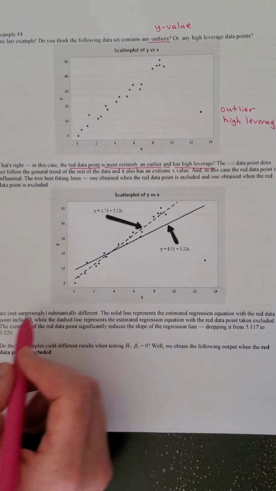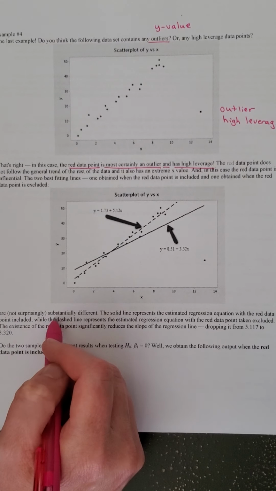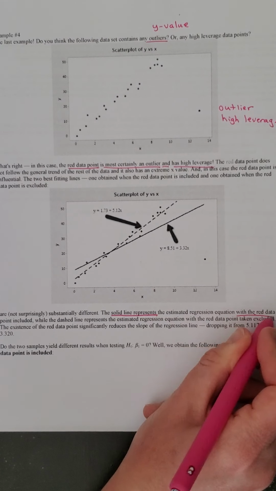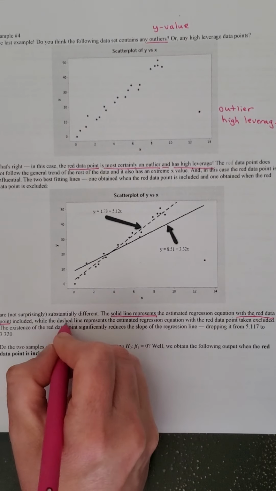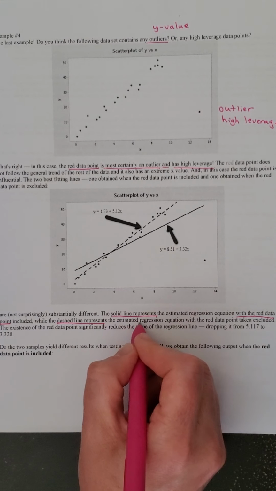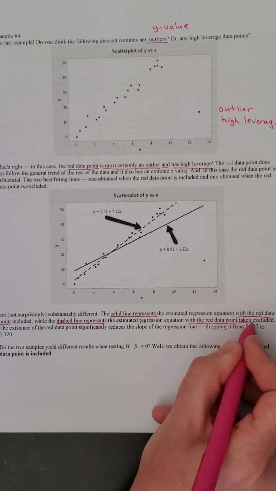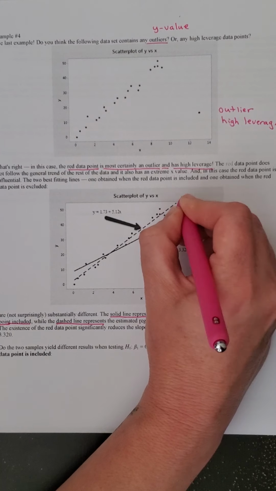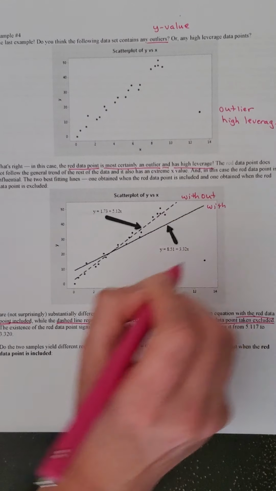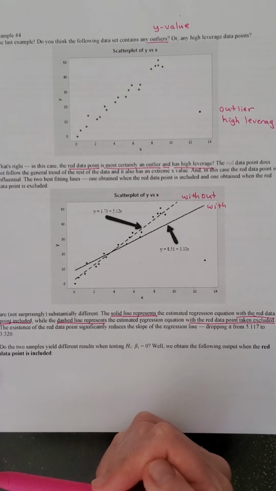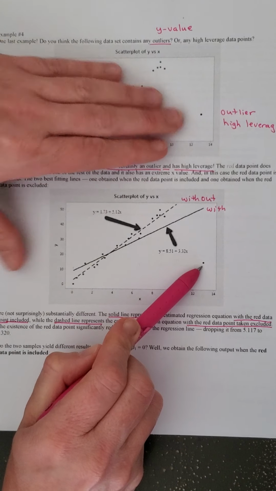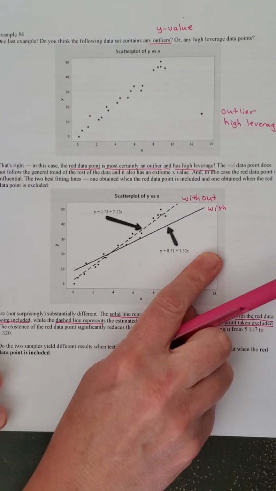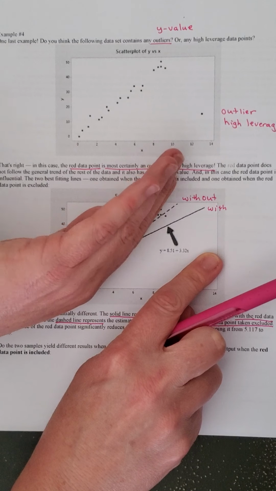So it says, not surprisingly, the two lines are substantially different. The solid line represents the regression equation with the red data point, and the dashed line represents the regression equation with the red data point excluded. So included is this one, and this is without. And what we can see is that the lines dramatically change. So this point is influential. It is pulling the line of fit down to it. When we remove it, that line of fit can pop up.